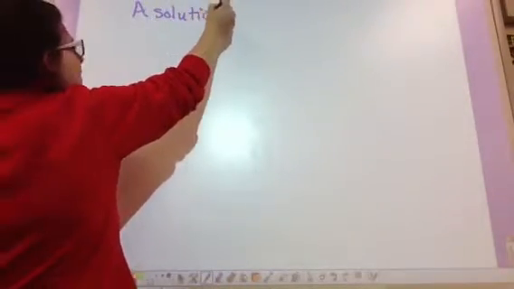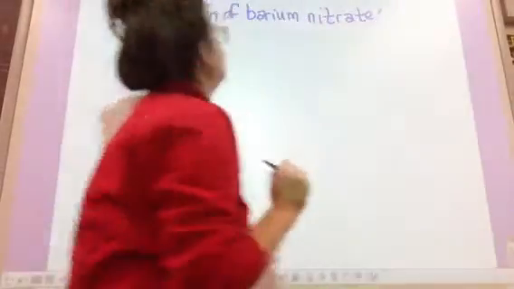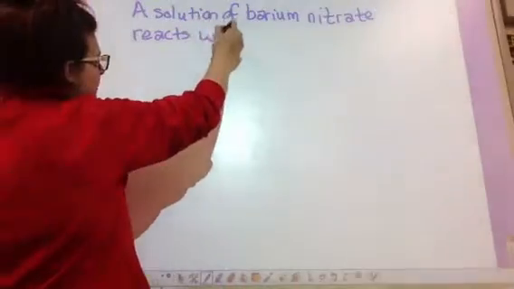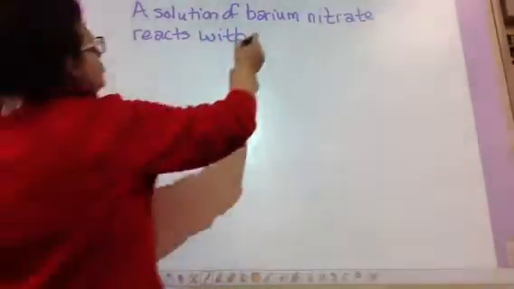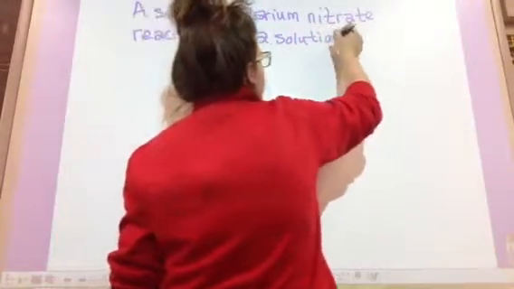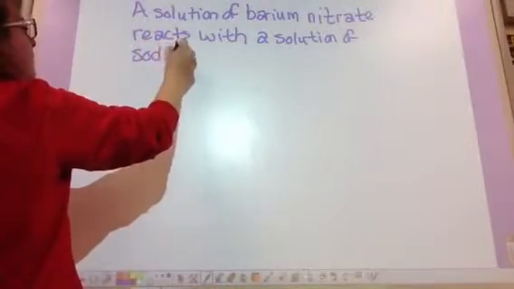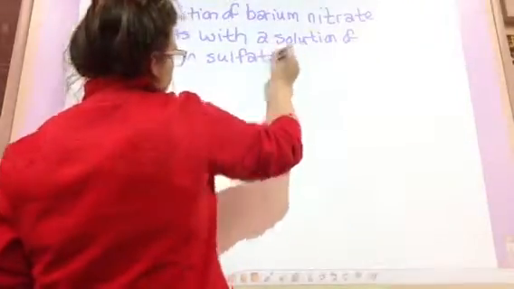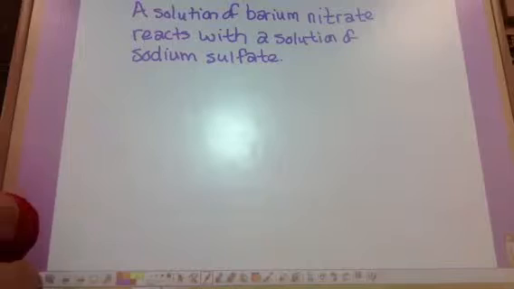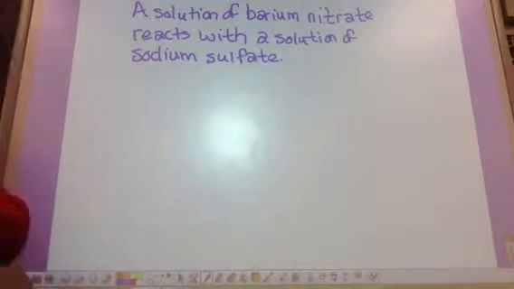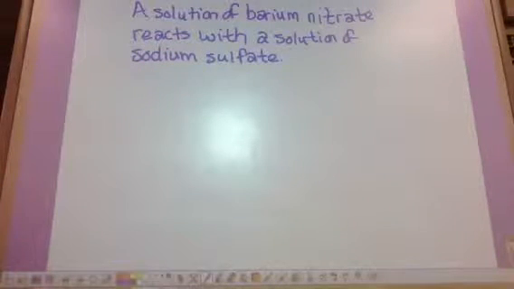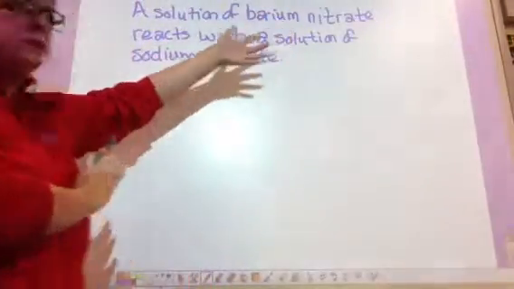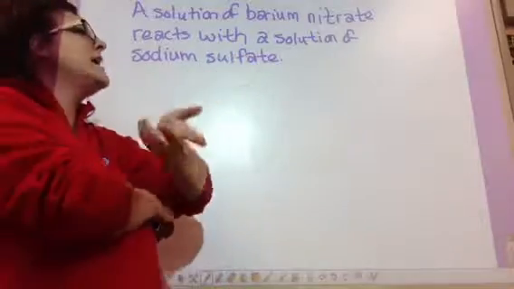Okay, what if we had, let's say that I give you a solution of barium nitrate reacts with, let's do a solution of sodium sulfate. Okay, so I have a solution of barium nitrate, and that's reacting with a solution of sodium sulfate. I don't see any acid or any base here. This says it's a solution of this. That's an aqueous solution. Reacting with a solution of sodium sulfate, that's another aqueous.